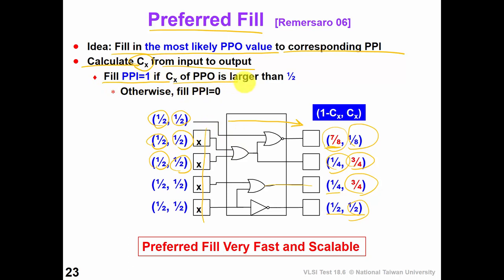If CX of PPO is larger than 1/2, which means it is more likely to be 1, then we simply fill in the PPI as 1. Otherwise, we fill in PPI as 0. So for this one, we can randomly fill the PPI. For these two, the signal probability is larger than 1/2, so they are filled in as 1. For this bit, the probability of 0 is higher than 1/2, so we fill in as 0. So in summary, preferred fill is very fast and scalable because we just do this COP calculation once, and then we can fill in all the test patterns.